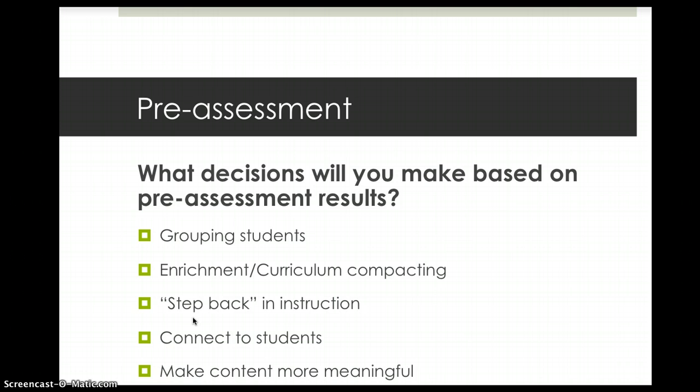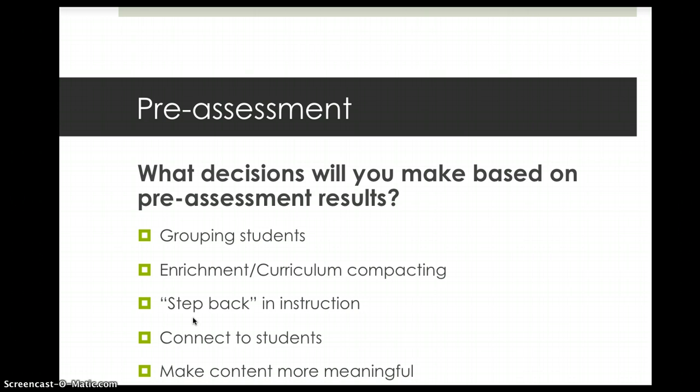And a step back in instruction refers to the need perhaps to take a step back from where we thought we were starting for the unit. We thought we were starting by going straight into the Rashi, but through the pre-assessment we see that a number of students don't even know the letters and can't even read the letters, for example. So if we see students are lacking in certain prerequisite knowledge and skills, it might force us to take a step back.